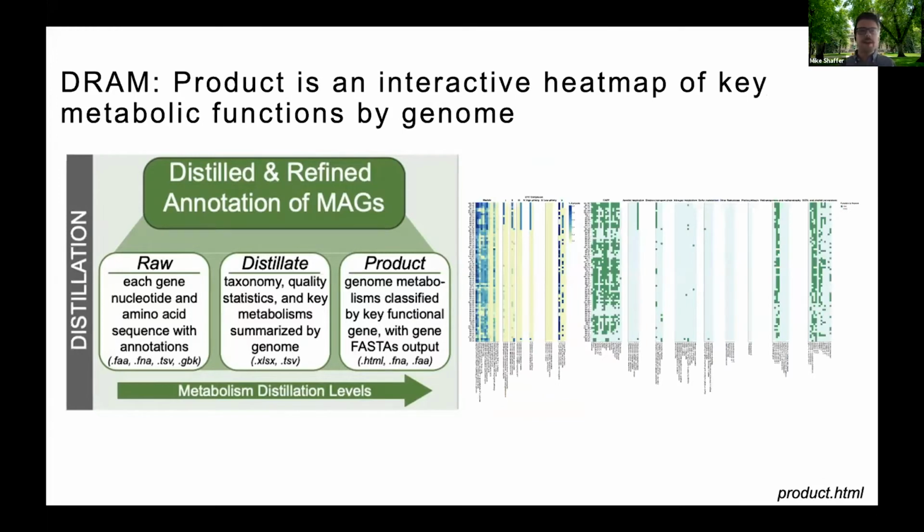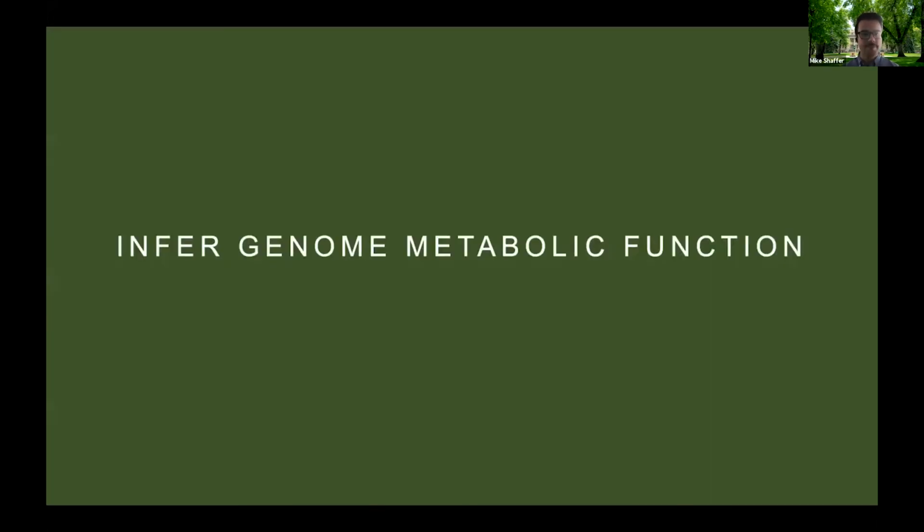And then the DRAM product is an interactive heat map of key metabolic functions by genome. You'll be able to use this in KBase and be able to go through each genome and understand the functions that each genome is capable of. And again, Kayla is going to further explain this in the coming slides. And so now I'll hand it over to her.